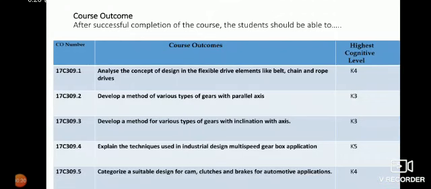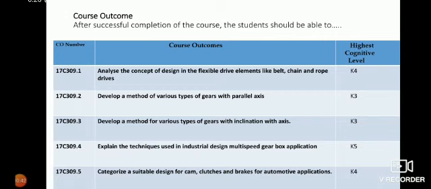Before we deal with the subject, we can see the course outcomes. After successful completion of the course, the student should be able to analyze the concept of design in the flexible drive elements like belt, chain, and rope drives.